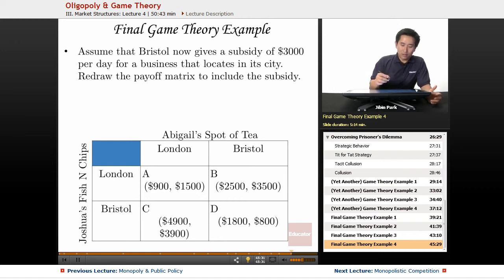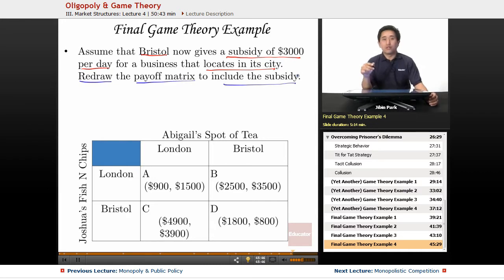The final situation here is, let's assume that Bristol now gives a subsidy of $3,000 per day for a business that locates in its city. So we're going to redraw the payoff matrix to include the subsidy here. This is very similar to the advertising situation, except now a subsidy is actually going to be included in the profit. So rather than subtracting, we're going to add places where there's a subsidy.